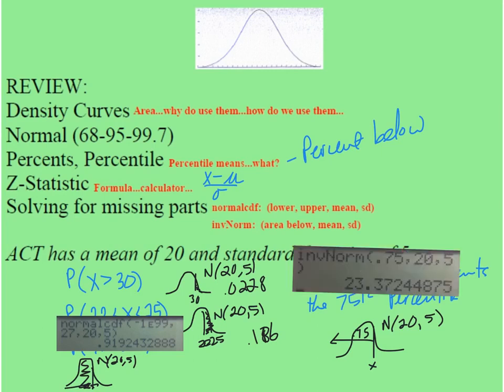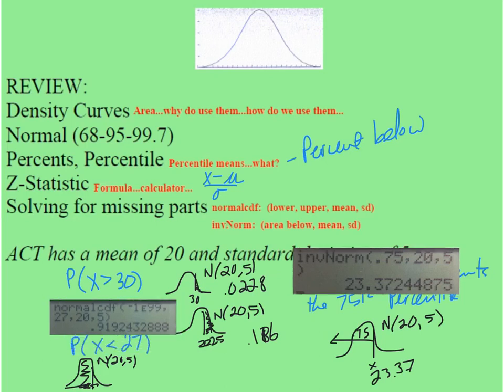Okay, so here's the calculator work for that. Inverse norm, you can see the area below I wanted, mean, deviation, and it spit out the score, 23.37, which of course is not possible, so it's just 23 or 24, I guess. But the 23 wouldn't get you there. A 24 would get you more than enough. But this is the way to work backwards.